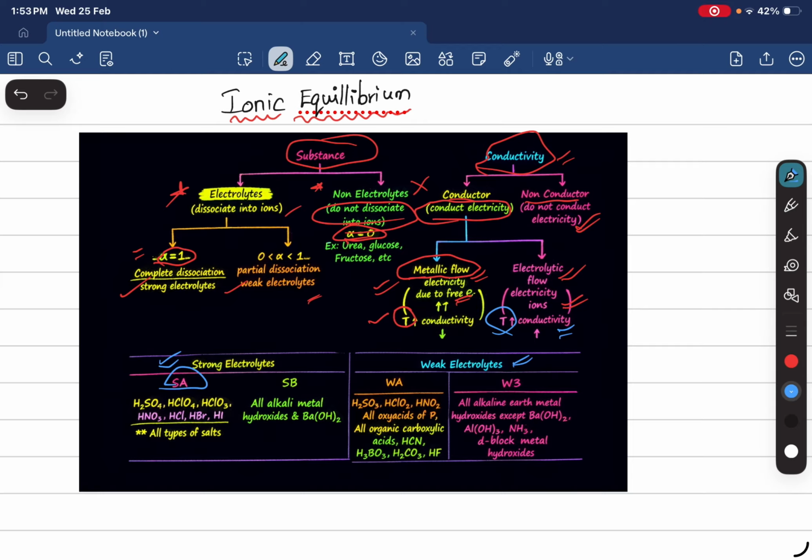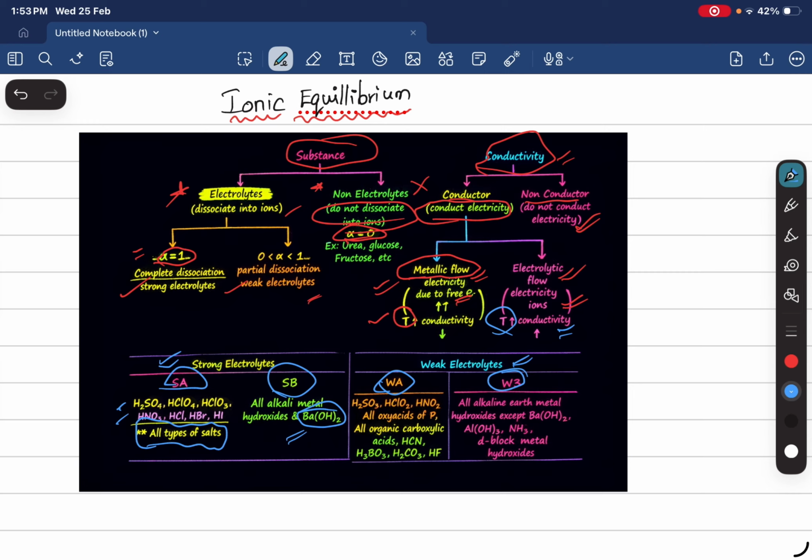Strong electrolytes are all the strong acids, and all types of salts also come under strong electrolytes. The strong bases are all alkali metal hydroxides and barium hydroxide. Weak acids and weak bases are required to be memorized.